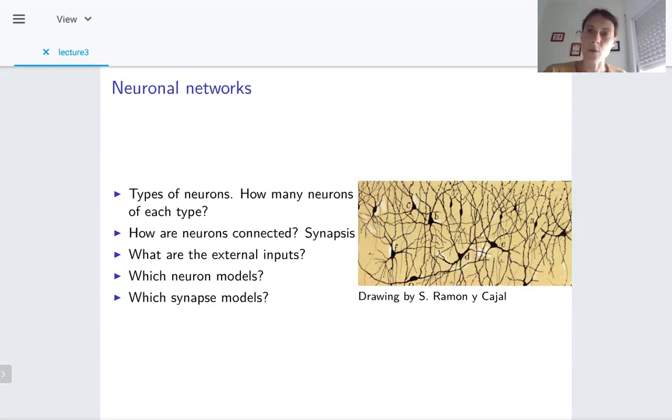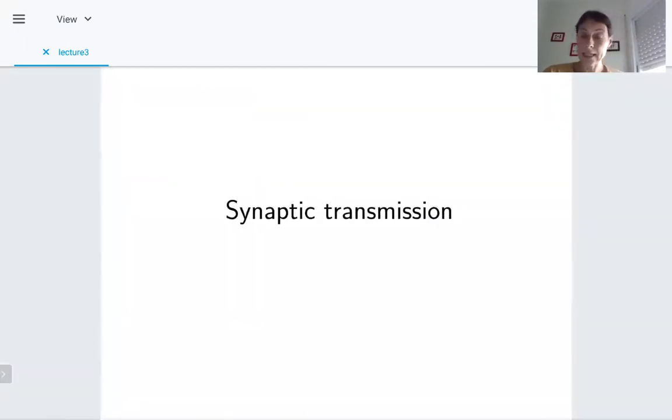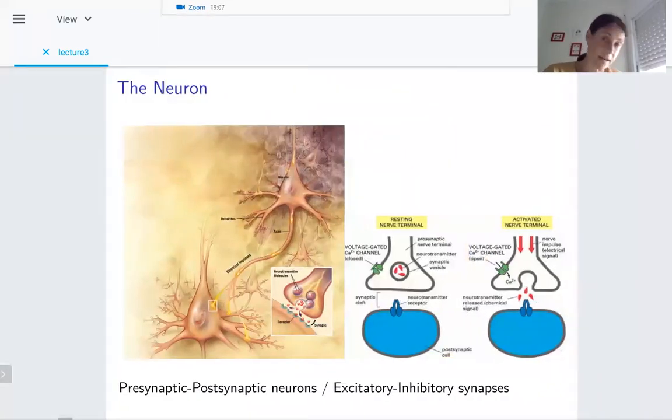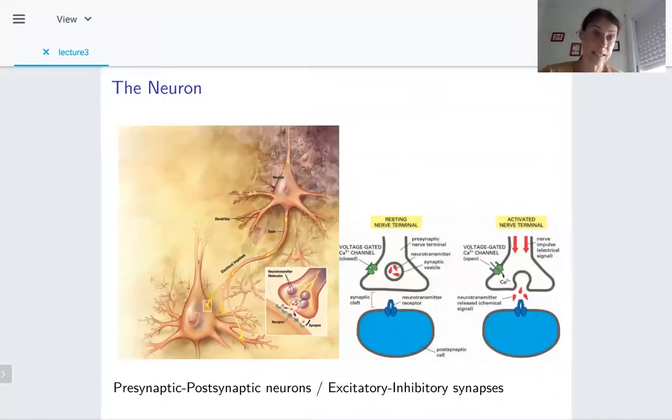And then once we know a little bit about the biological ingredients of the network, we need to decide which models we're going to use for the neurons and for the synapses. So I will try to walk you through these ingredients for today. The first thing I need to tell you is a little bit about the synaptic transmission, or how the connections between neurons, which are called synapses, work.